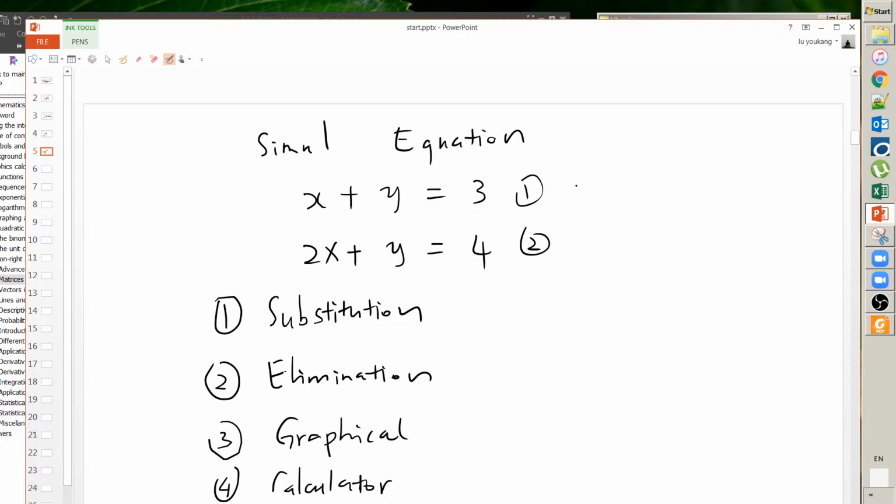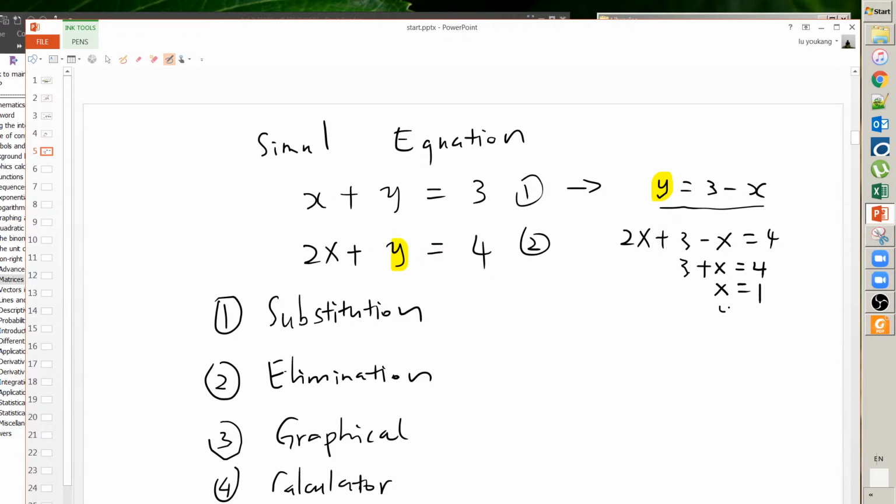So let me just quickly show you how you use substitution to solve these two equations. You can change your equation 1 to y is equal to 3 minus x. Am I right? So what you do, you just sub this into your equation 2. Your y is this, so you just sub your y into this, replace it with 3 minus x, so you will get 3 plus x equals to 4, and then x is equal to 1. Once you have found x equals to 1, you just put it back into this, and you can see that your y is actually equals to 3 minus 1 is 2.